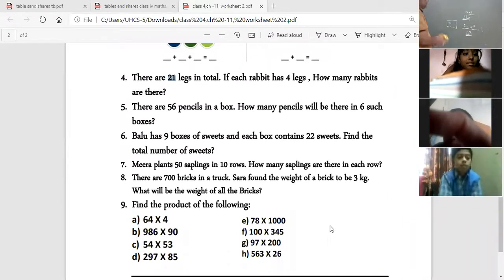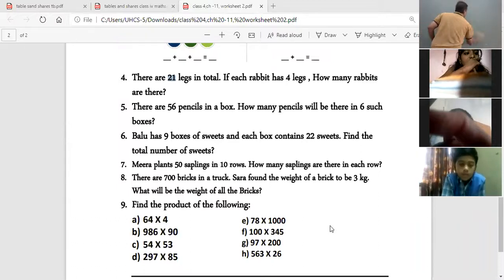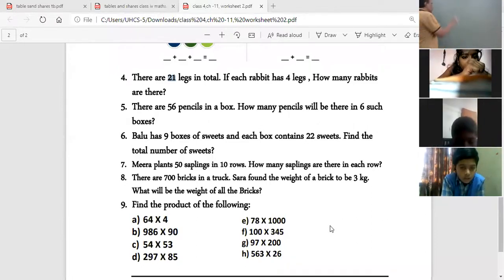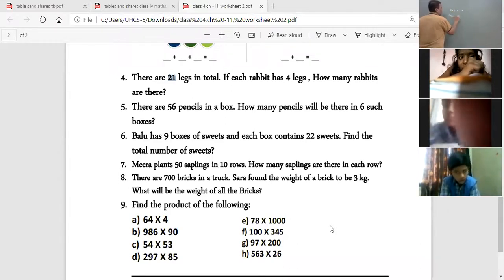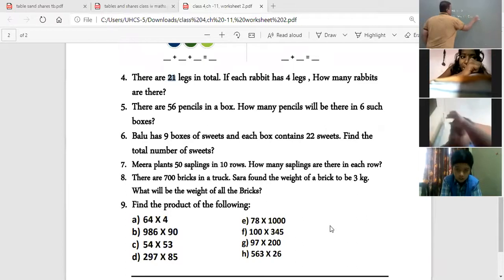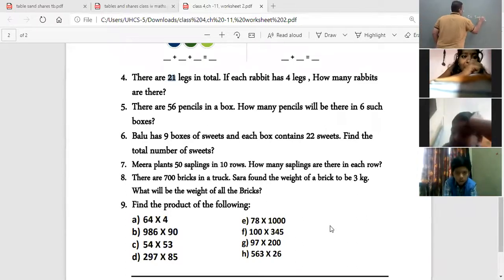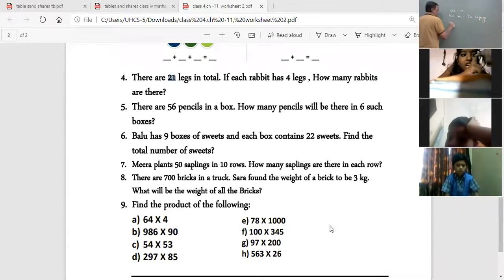Seventh question. Here are saplings planted in rows. How many saplings are there in each row? There are 198.